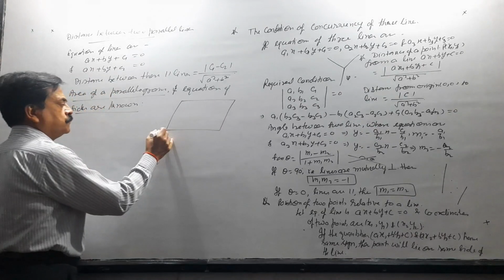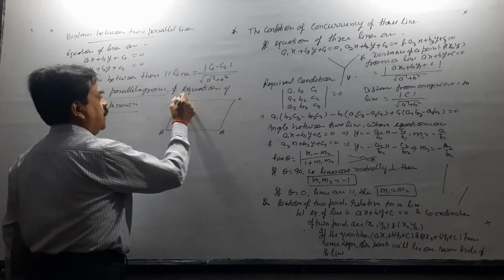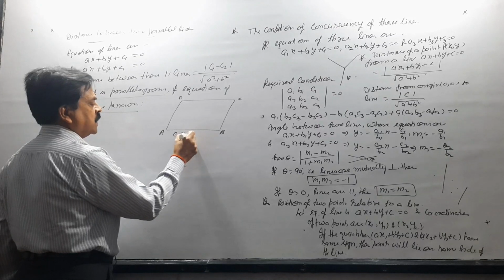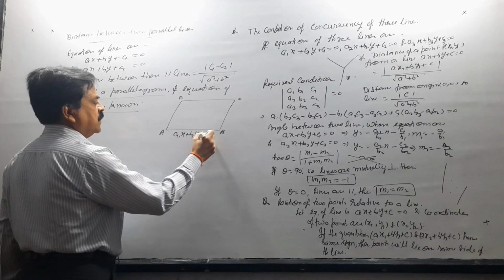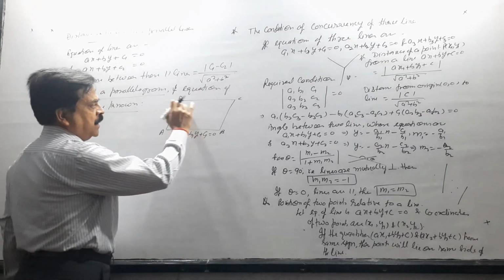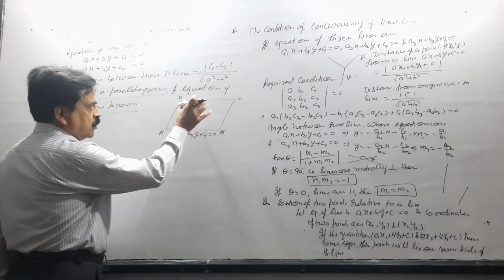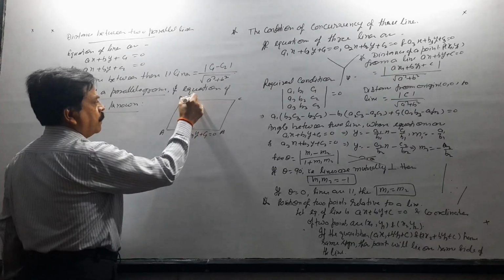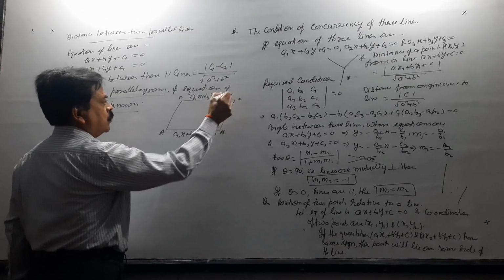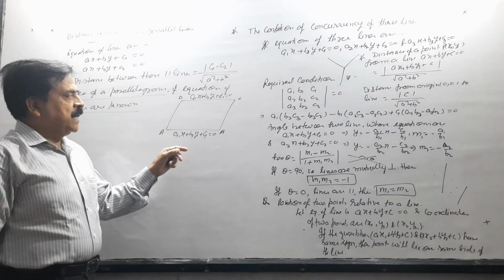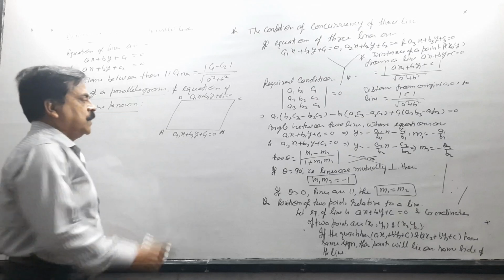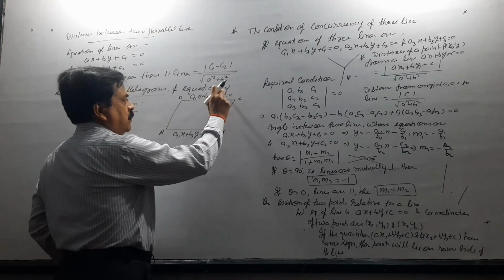This is parallelogram ABCD, and the equation of this line AB is A1x plus B1y plus C1 is equal to 0, and since this is a parallelogram, AB and DC are equal and parallel, so the equation of line DC will be A1x plus B1y plus D1 is equal to 0. In parallel lines, the constant will change and the coefficients of x and y remain the same. So instead of C1 here it will be D1.